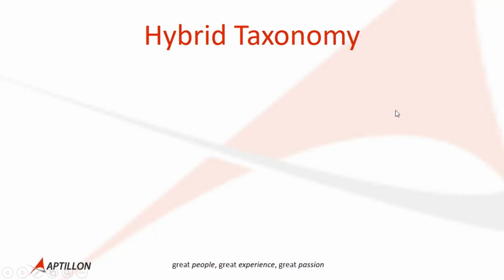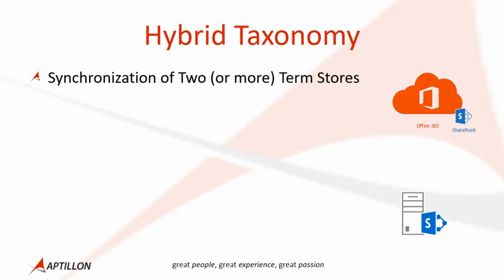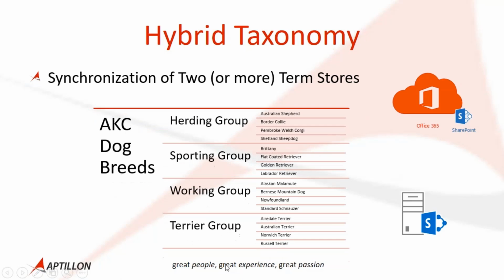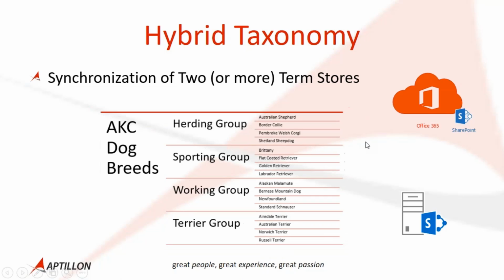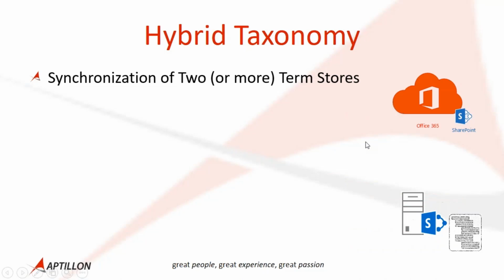All right, so let's talk about hybrid taxonomy, because now we're set for creating a hybrid taxonomy connection as well. The details of this are that it is synchronization between 2 or more on-premises term stores to Office 365. So we can take our local SharePoint farm, where we've already created a term set. In this case, I'm using AKC dog breeds as an example, where I have the herding group, and under the herding group I have some dogs, and under the sporting group I have some dogs. And that exists in my local SharePoint farm.